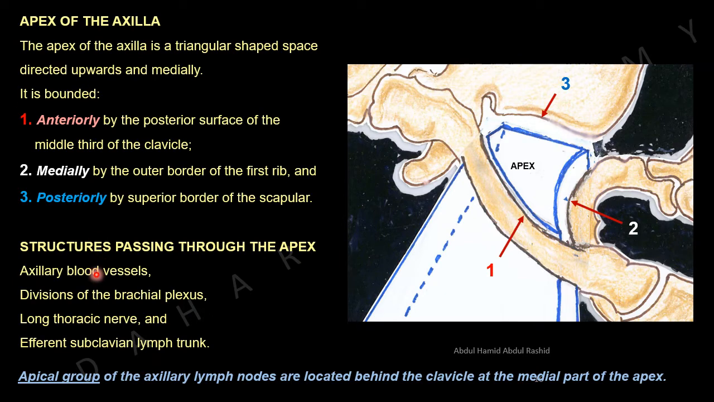Structures passing to the apex of the axilla are the axillary blood vessels, that is artery and veins, divisions of the upper part of the cord of the brachial plexus, long thoracic nerve, and efferent subclavian lymph trunk. The apical group of the axillary lymph nodes are located behind the clavicle at the medial part of the apex.